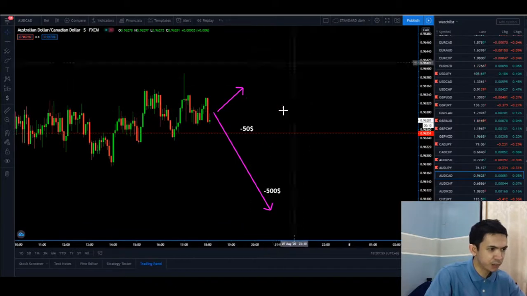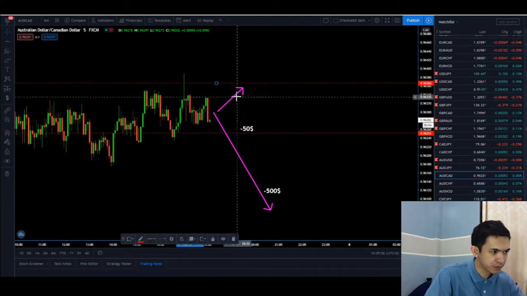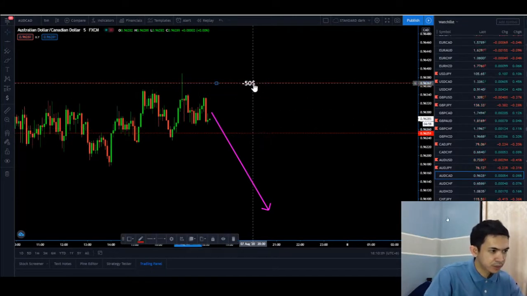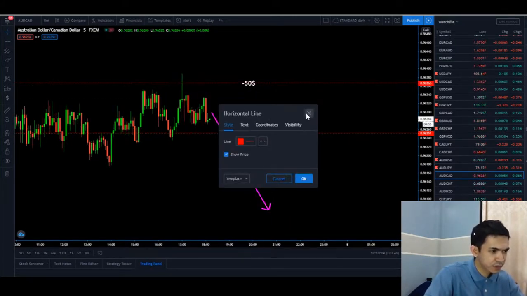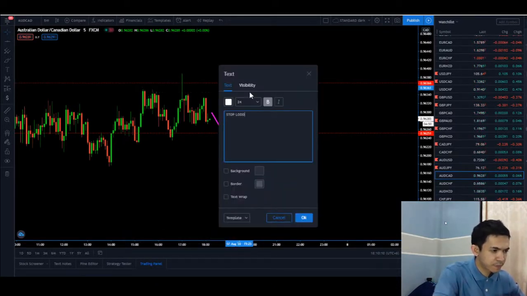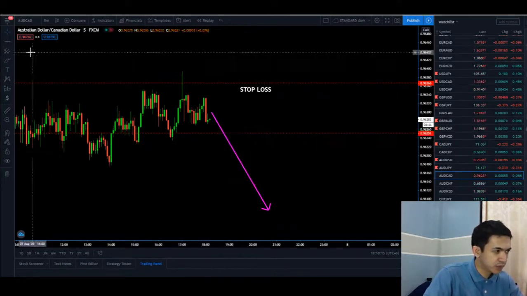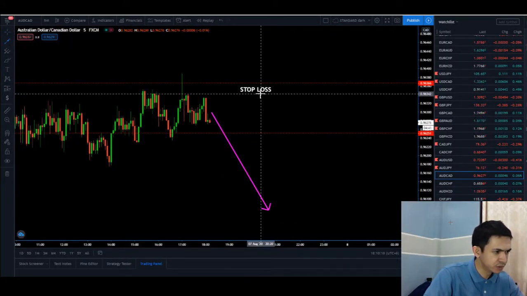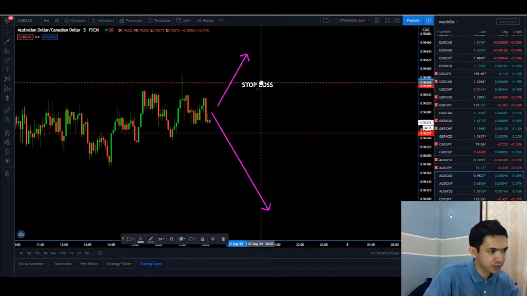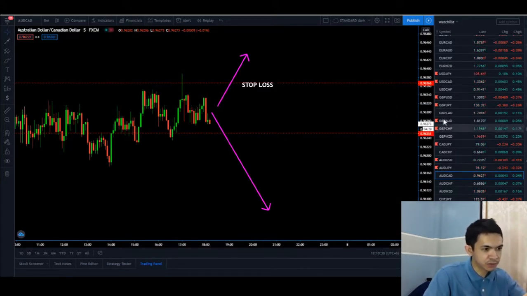Right, that is for a buy setup. For a sell setup, definitely place it just above. You're expecting the price to move down. However, the price suddenly goes against you, so you're automatically out of the market. Again, this is your emergency order. So always use a stop loss, right?